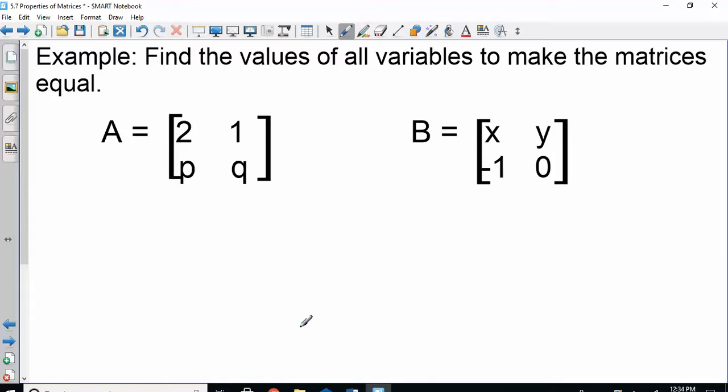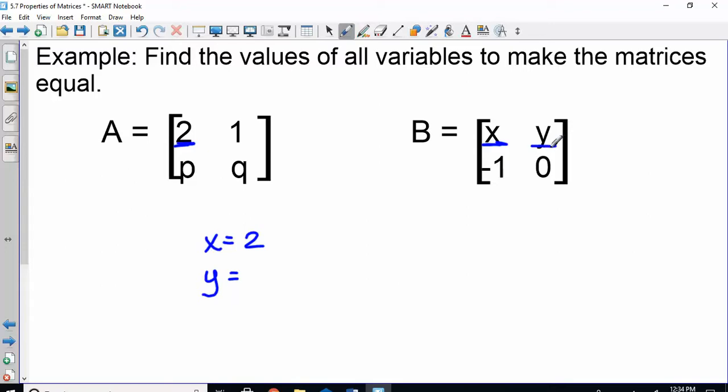The answer is probably what you would guess if I just gave you this problem and asked you to answer it. Matrices are only equal if every entry is the same. So what would my x have to be? 2. X is in row 1, column 1, so it would have to equal the number in row 1, column 1. So my x would have to be a 2. We have to have the same position.